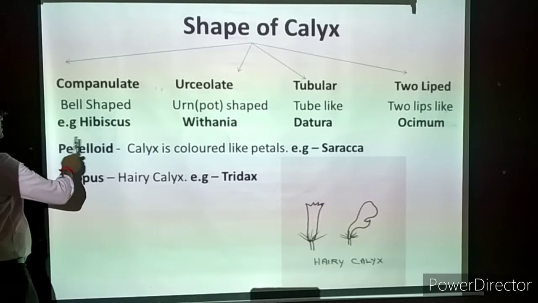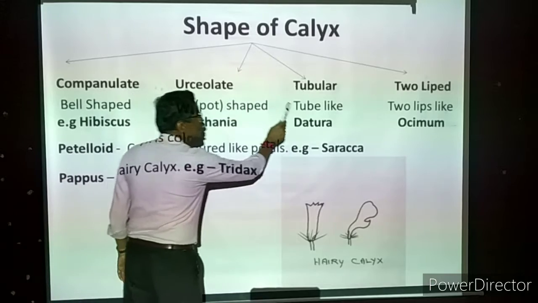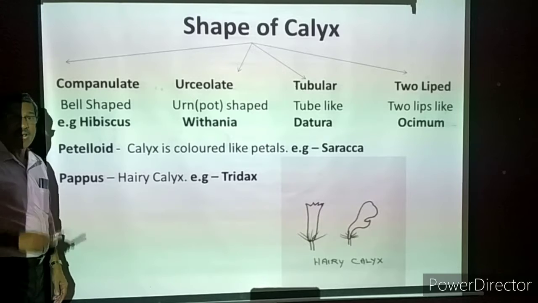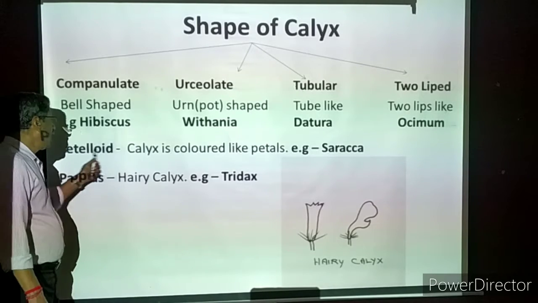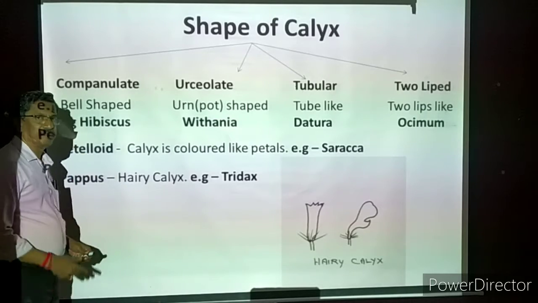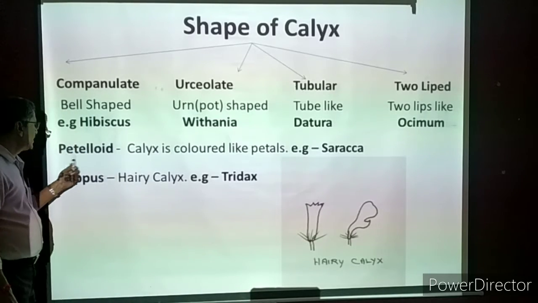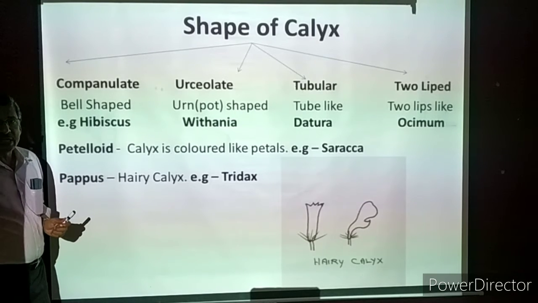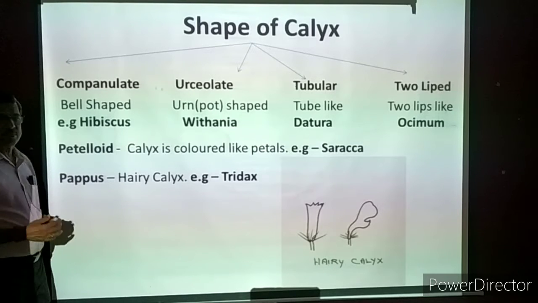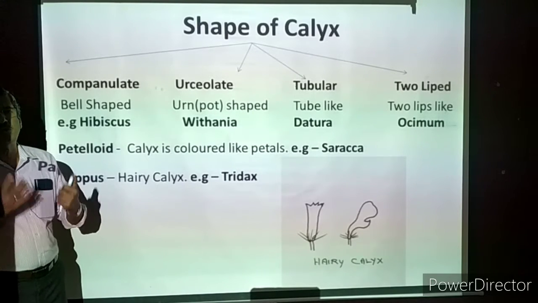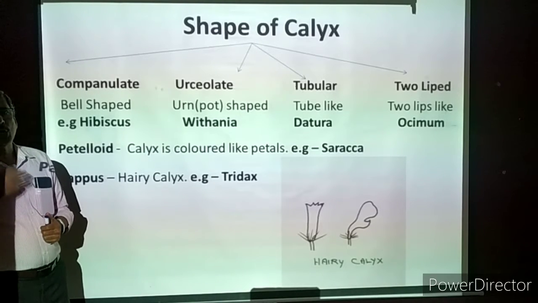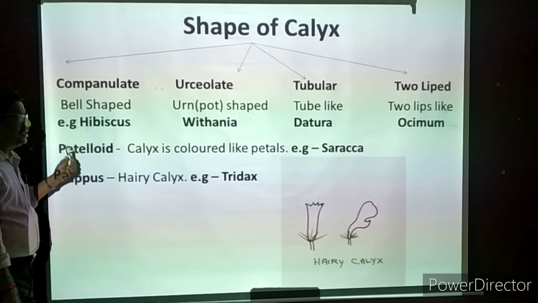Apart from these four types, that is bell shaped, urn shaped, tube like, and two-lipped, we are going to see another character. It is a character, not a shape actually. Petaloid calyx. What is the meaning of petaloid? It is something peculiar. The term itself we can understand. Petaloid looks like petals. That is called petaloid, giving the appearance of a petal. Already we have studied that petals are beautifully colored other than green. They may be pink, red, yellow, white, so many other colors.